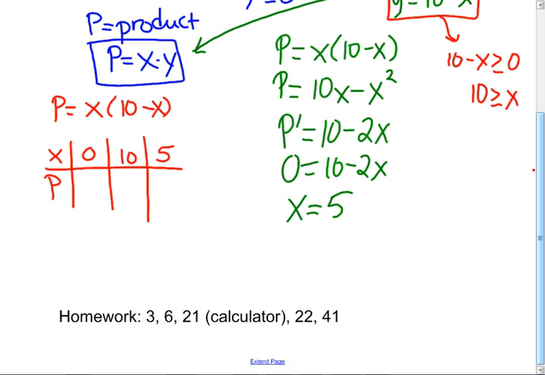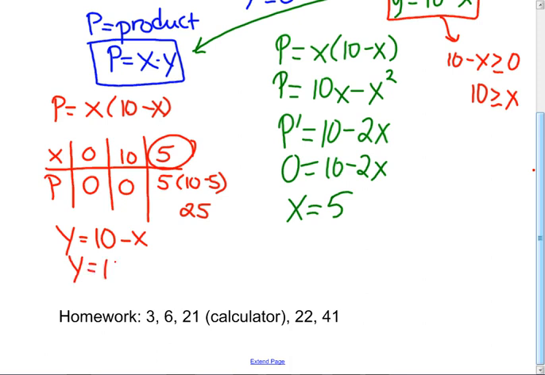Okay? So p is equal to x times 10 minus x. If x is 0, what's the product? 0. If x is 10, what's the product? 0. If x is 5, then I get 5 times 10 minus 5, or 25. It asks what the numbers are. They're 5 and 5. What's y? Y is what? 10 minus x, right? So y equals 10 minus 5.